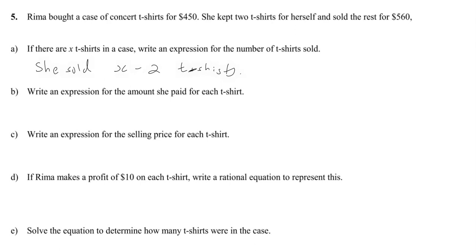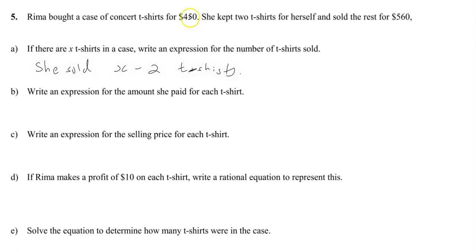So she sold x minus 2 t-shirts. She kept 2 for herself. There are x t-shirts. If there were 12 t-shirts in the case, then she would have kept 2, giving her 10. So 12 minus 2 would be 10. Check with some actual numbers. Try some actual numbers. Write an expression for the amount she paid for each t-shirt.